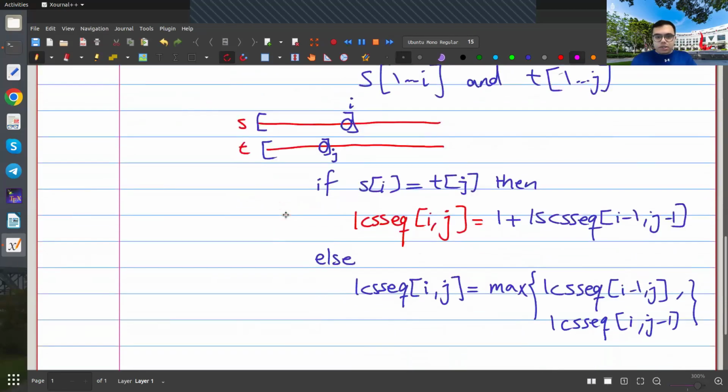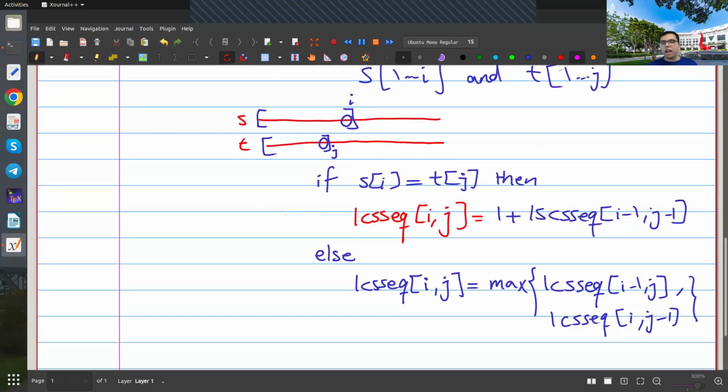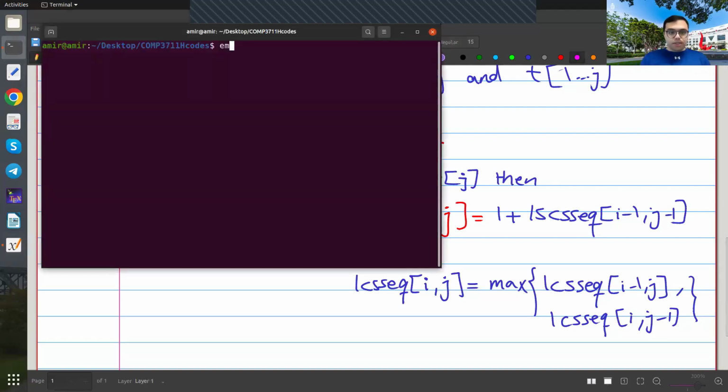Now, what is my total runtime? Well, I can just have 2 nested for loops, and they just compute this, and they spend a constant time computing each of them. So it's O(n²). Okay. Let's code this. Longest common subsequence CPP.